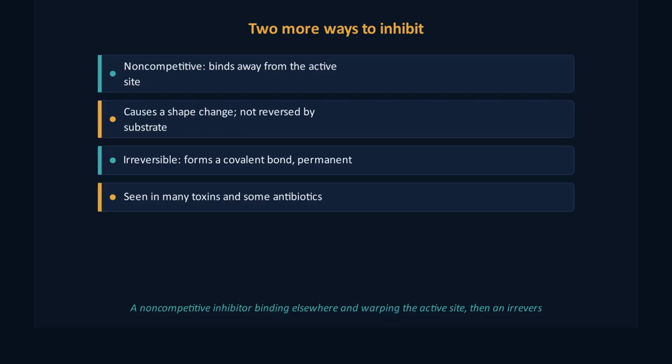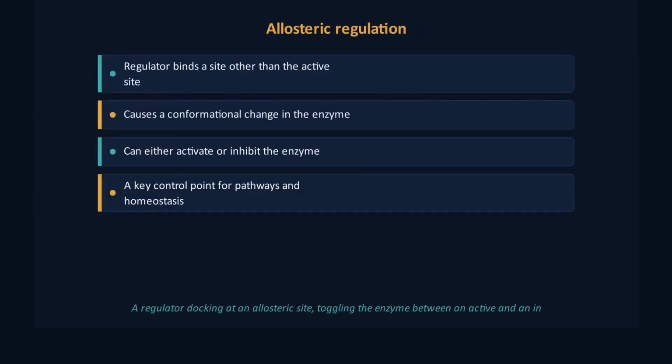The third type is more drastic still. An irreversible inhibitor forms a covalent bond with the enzyme, permanently inactivating it. This is not a temporary slowdown but a permanent shutdown, and it is exactly how many toxins and certain antibiotics work, locking onto an enzyme for good. So inhibition spans a spectrum, from the gentle and reversible competitive block, through the shape-changing non-competitive kind, to the permanent grip of irreversible inhibition. That idea of binding away from the active site to change an enzyme's shape is so powerful that the cell uses it as a deliberate control system.